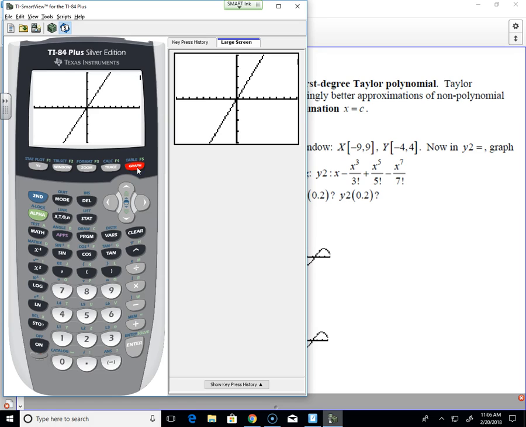Quartic, quintic... Do you see from these, now it's taking a little bit of time, but do you see slowly the sine curve being formed? Pretty cool, huh? So what would happen if I keep on adding?